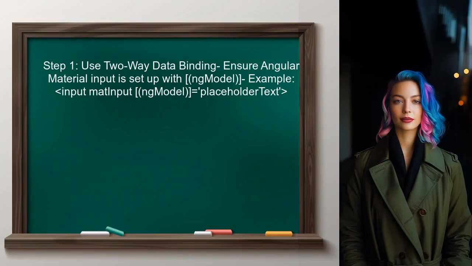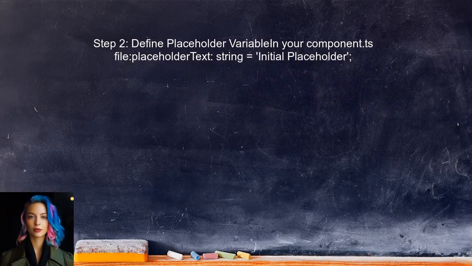To dynamically change the placeholder text in an Angular material input, the user should first ensure that they are using Angular's two-way data binding. This allows the input to reflect changes in the component's state. Next, the user should define a variable in their component that will hold the placeholder text. This variable will be updated whenever the user wants to change the placeholder.